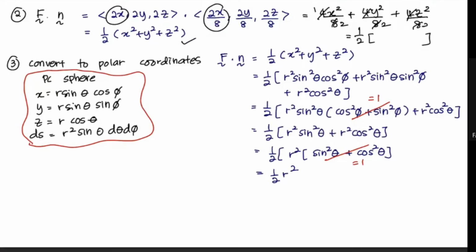Step number 3. Convert x, y, and z to spherical coordinates. Since this is a sphere, you use spherical coordinates. So we have x equal to r sin theta cos phi. We have an extra variable here, phi. So what is phi? What is theta? We have a sphere.